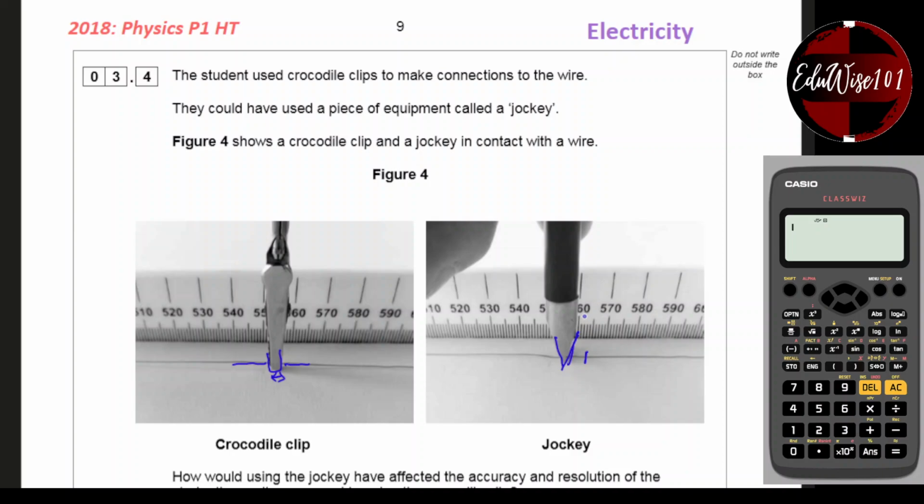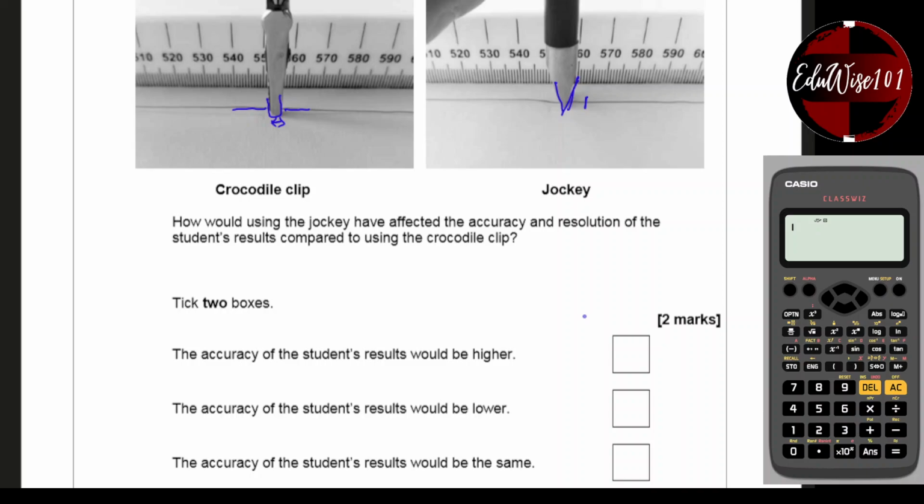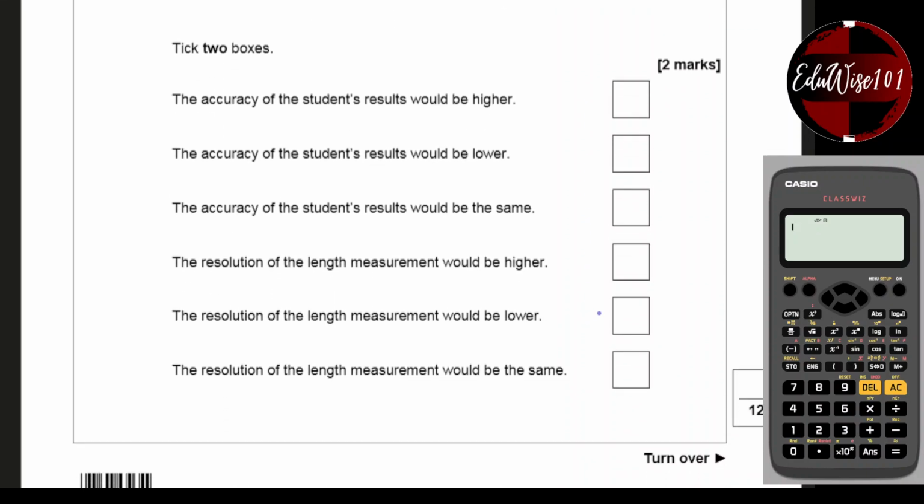How would using the jockey affect the accuracy and resolution of the student's results compared to using the crocodile clip? Tick 2 boxes. The accuracy of the student's result would be higher. Yes, that would be correct. The accuracy would be lower. No. The accuracy would be the same. No. The resolution of the length measured would be higher. That's correct. Lower, the same. No.